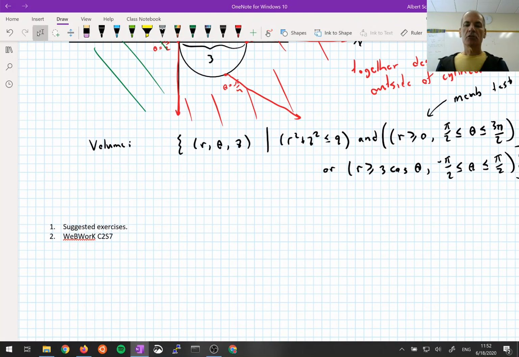So suggested exercises, of course, review all of the exercises at the end, with the possible exception of the latitude and longitude problems. When you feel comfortable with the material, jump over to WebWork and do the assessment for Chapter 2, Section 7. Thanks a lot.